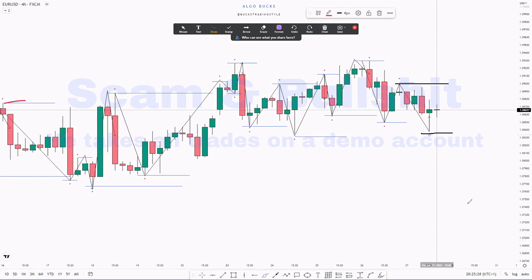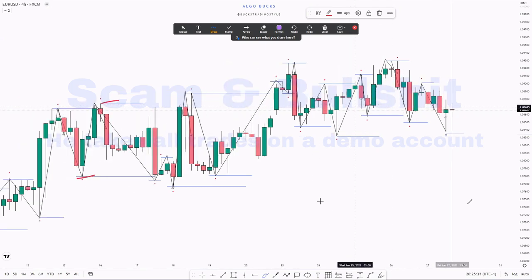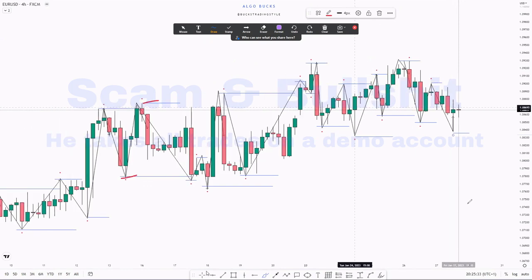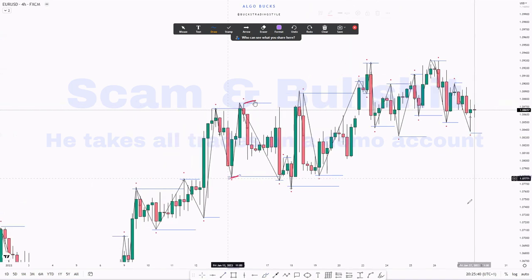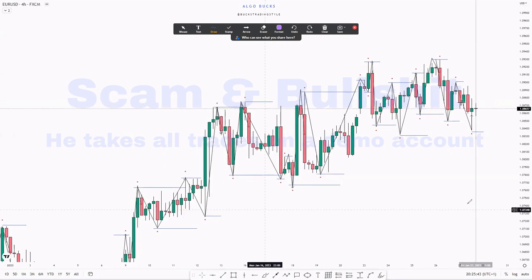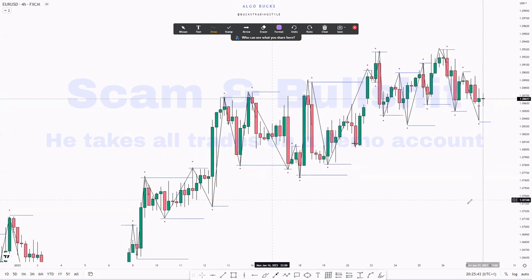Do you understand that? Good. So now, looking at all what we've done, all what we've marked, they are all external structure points. Everything inside is internal structure point. Now, how does this help us in trading?